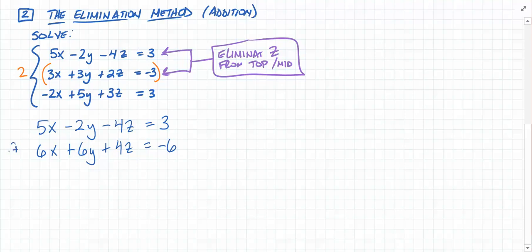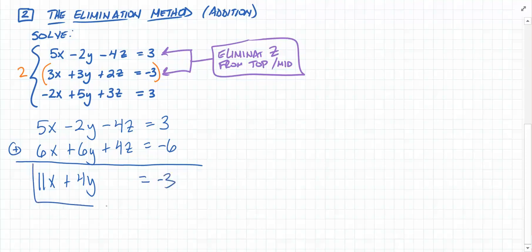Now, when we add these together, this is the addition method working for us. Notice the z is going to be eliminated. So I'm going to get 11x. I'm going to get a positive 4y. And I'm going to get on the other side a negative 3. Does that work? Yes. Good. I'm just going to keep that off to the side right now.